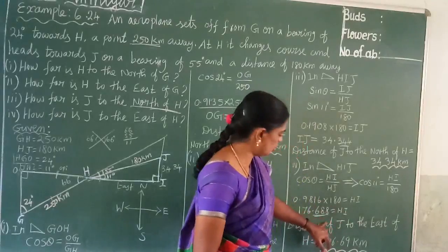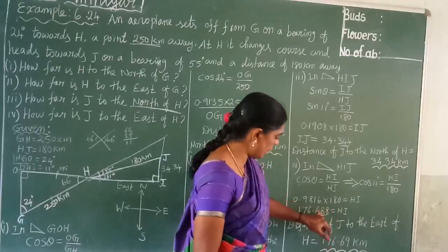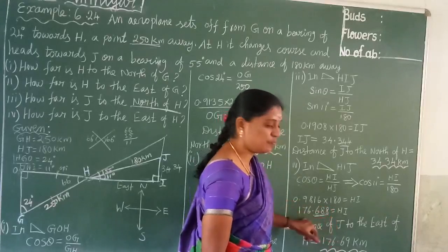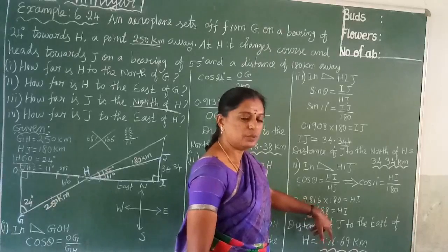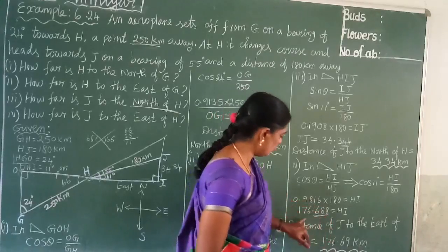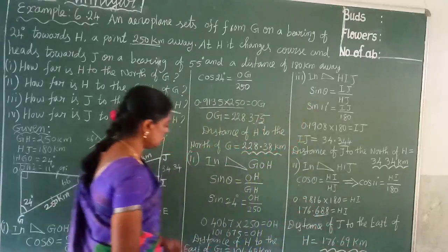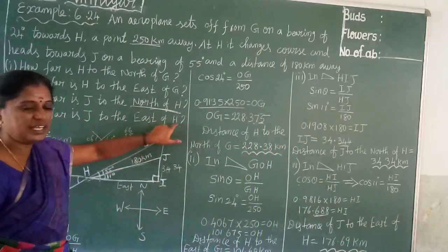So convert into 2 decimals. 8 is above 5, so the third digit you add to the previous one, means 69. So 176.69 kilometer. This decimal conversion you already studied in the lower class itself. Above 5 means you add one number to the digit before. Clear? So 176.69 kilometer. So fourth option, J to the east of H is 176.69 kilometer.